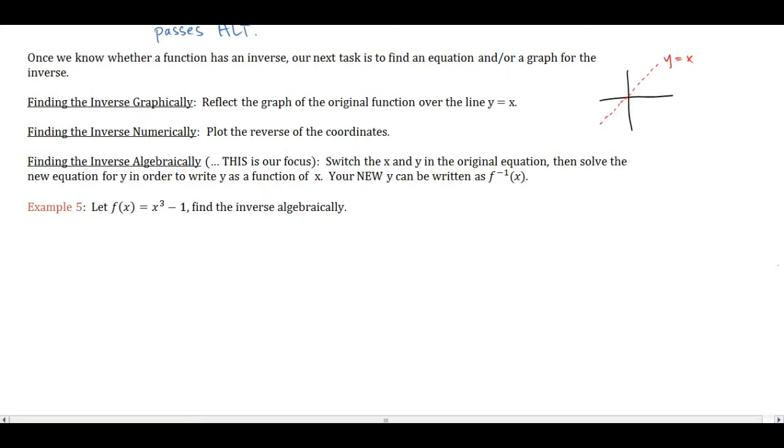Second way is to plot a bunch of points. That's called numerically. So you plot a bunch of points, and then you switch their x's and y's, and then you plot those points, and that will be the inverse. A lot of work though.